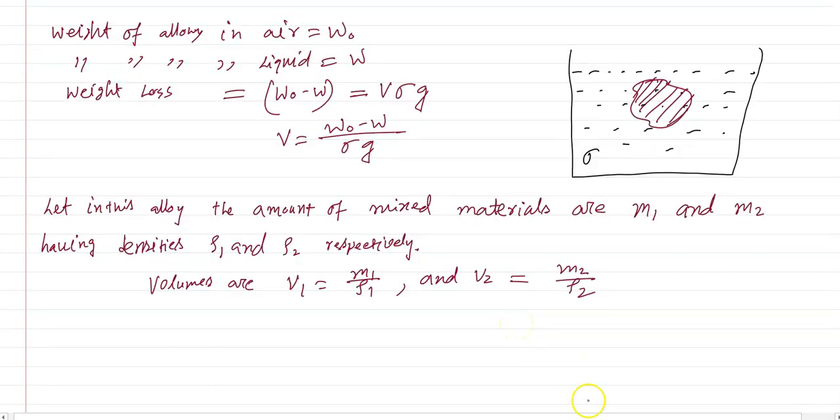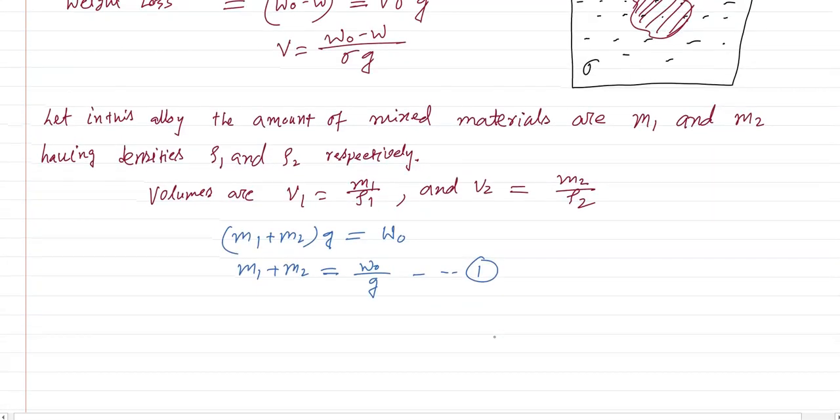Now we know the weight in air, W naught. This will be M1 plus M2, that means M1 plus M2 into G is the weight in air, which is equal to W naught, which is measured. We don't know M1 and M2 yet, but we know W naught and G. That means M1 plus M2 will be W naught by G. This is the one equation.